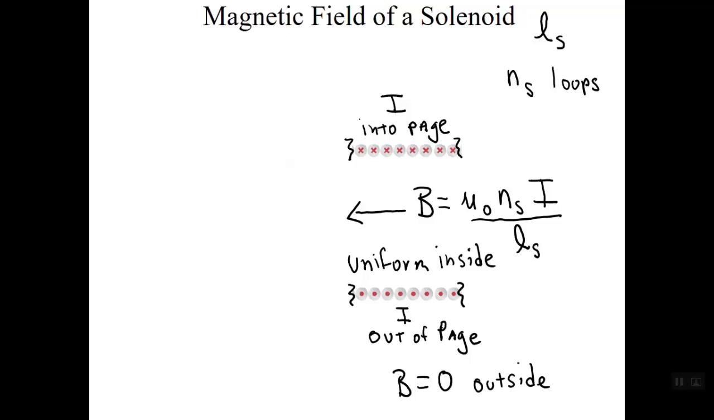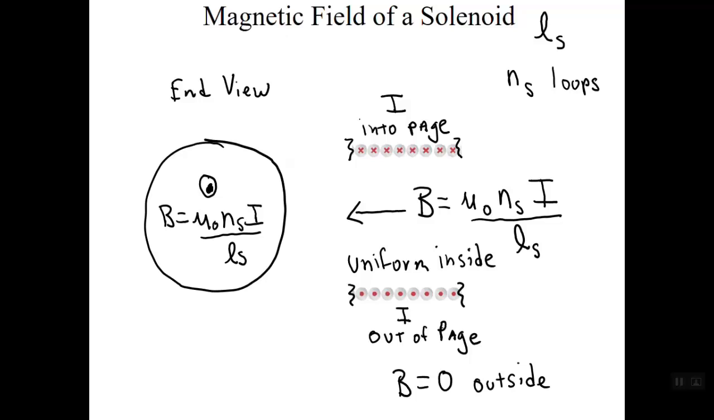Now, if we look at the solenoid from the end, here, the left end, like this, we would see, for this particular example, the solenoid B field uniform inside and pointed out of the page, while outside the solenoid, the magnetic field is 0. Let's do an example with a solenoid involving Faraday's law.